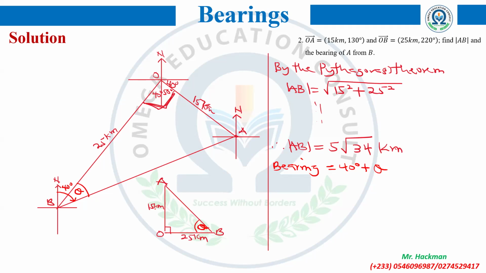Here, you know the opposite of that angle and the adjacent. So what would be the appropriate trig ratio to use here to find theta? Tan. So tan theta will be equal to opposite, which is 15, over the adjacent, which is 25. So theta will be equal to tan inverse of the reduced version of this. If you reduce this, what do you get? 3 on 5.